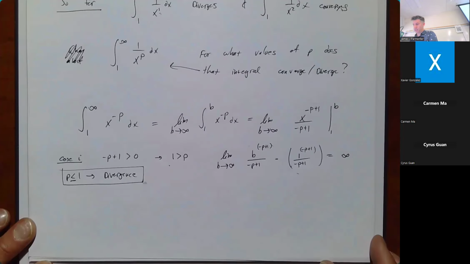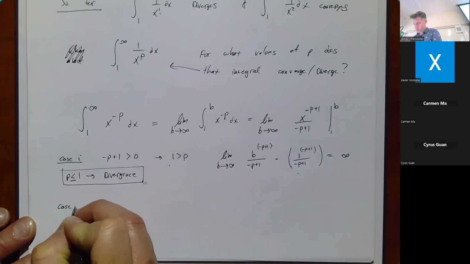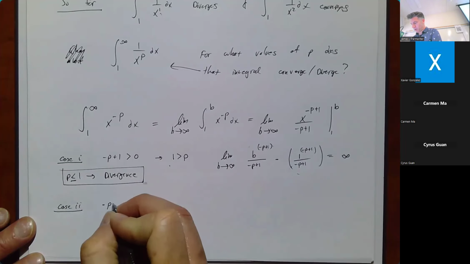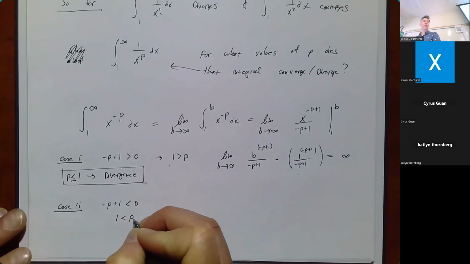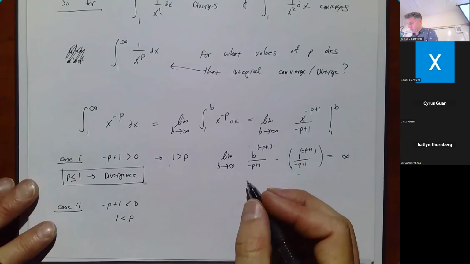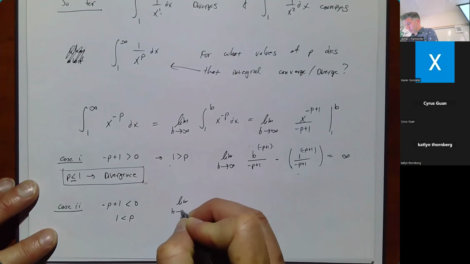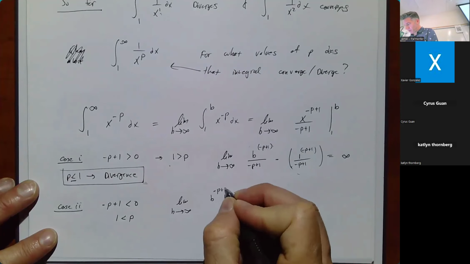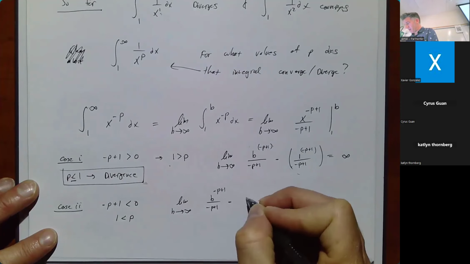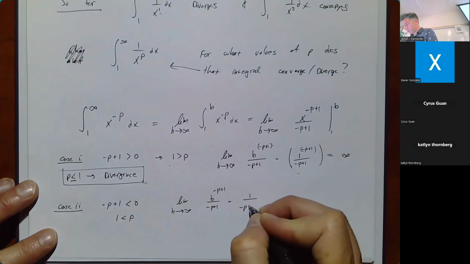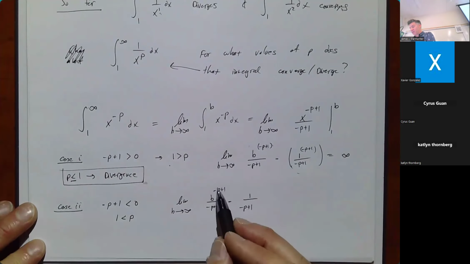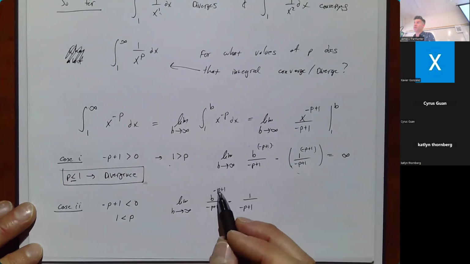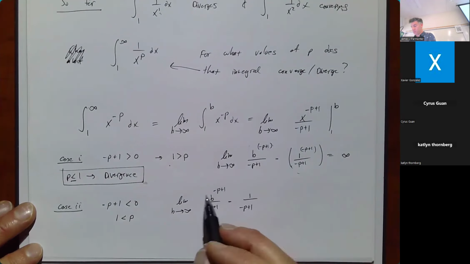On the other hand, in our second case here, case 2, if negative p plus 1 is less than 0, then that means that p is greater than 1. So if we rewrite this, the limit as b goes to infinity of b to the negative p plus 1 over negative p plus 1 minus, I'm just going to write 1 over negative p plus 1 because I know that 1 to any power is just 1. Well, I'm going to rewrite this so that my power is positive, because if I write it this way, my power is negative, right? Negative p plus 1 is negative.